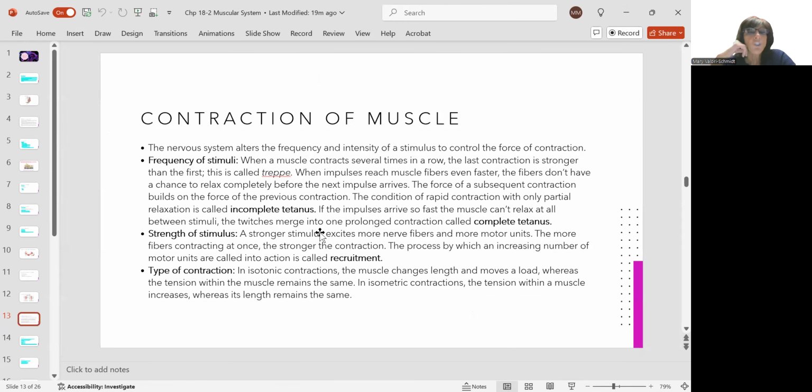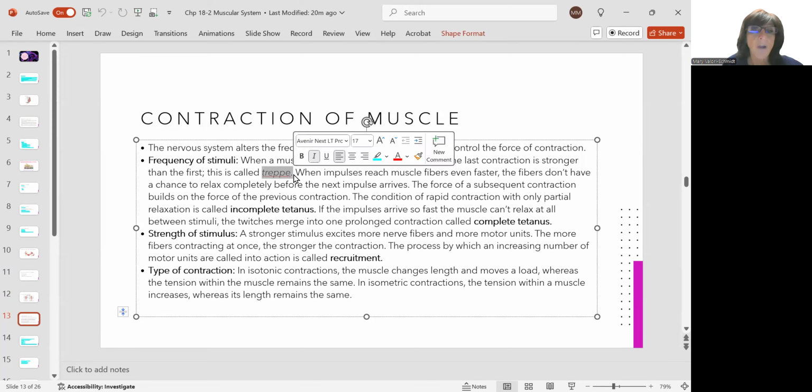All right. So muscle contraction. Your nervous system controls your muscles, right? For your voluntary muscles anyway. When a muscle contracts over and over again, several times in a row, and the last contraction is stronger than the first, that's called treppe. And I should have highlighted that. That's important, treppe. So when the impulses reach the muscle fibers even faster, the fibers don't have a chance to relax completely before the next stimulation or impulse comes along.